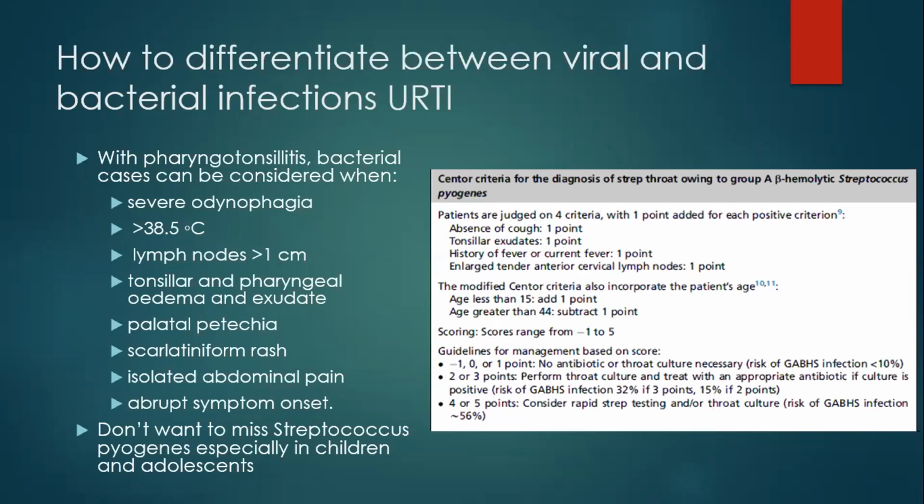Maybe a bit of abdominal pain or an abrupt onset. And these are the patients you must make sure you don't miss the strep pyogenes and/or the strep throat that we talk about. And they have come up with what they call the Centor criteria, which is listed here for those of you who are not familiar with it.